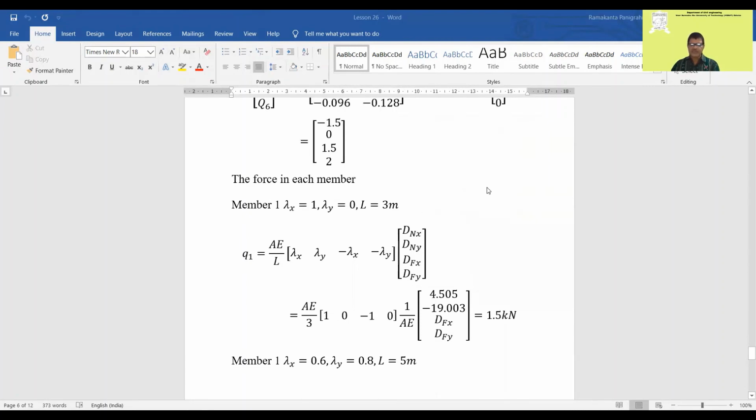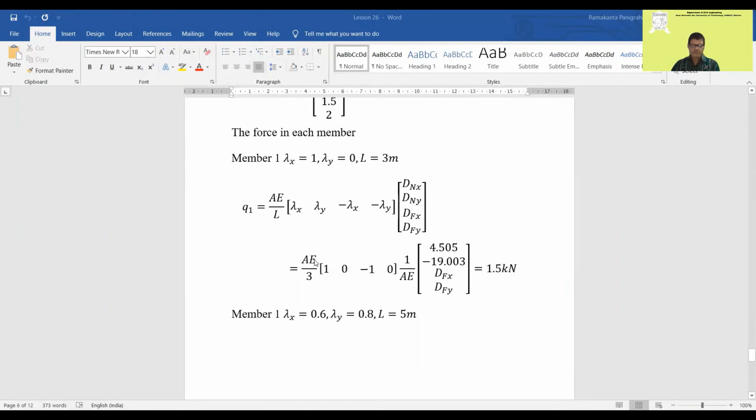So you can put here 1 into 4.5, and the other terms are 0. So minus 1 into 0 is 0, and 0 and 0. It will come only 4.5 divided by 3, which becomes 1.5 kilonewton.